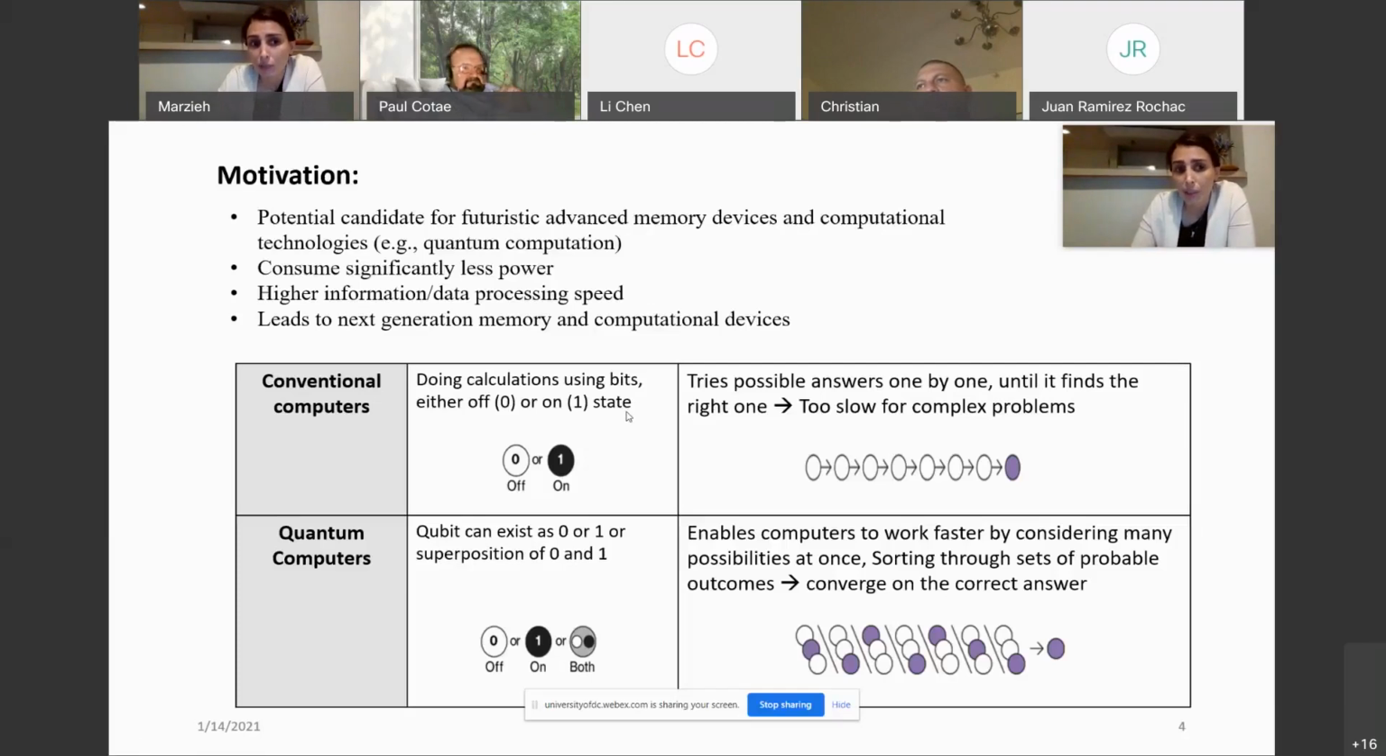But in comparison to conventional computers, quantum computers use another computational unit, which is called a qubit, or quantum bit. A qubit can be in the 0 state, the 1 state, or the superposition of these two states. So instead of having only 2 states, we can have 0, 1, and the superposition of these 2 states. In that case, we can have much faster information processing speed, because it considers many different possibilities at once, goes through sets of probable outcomes, and converges to find the correct answer.